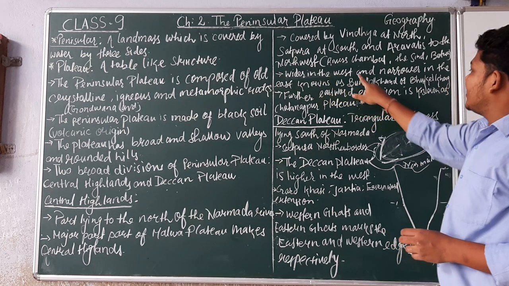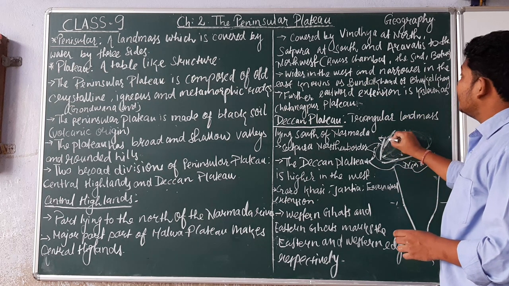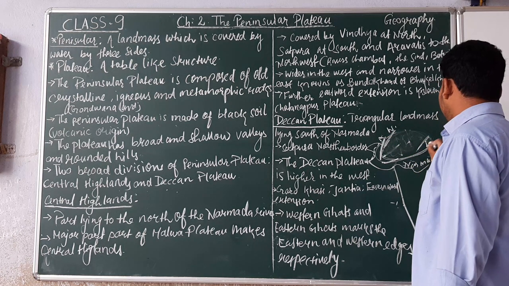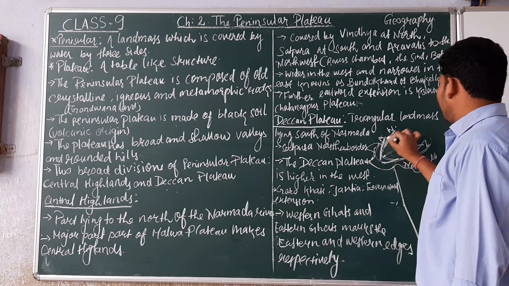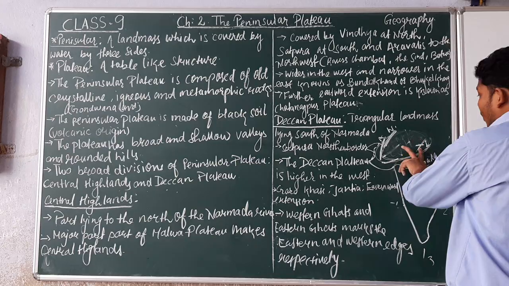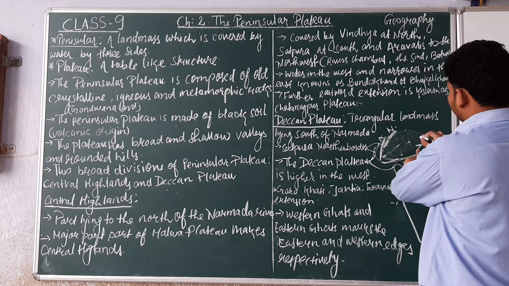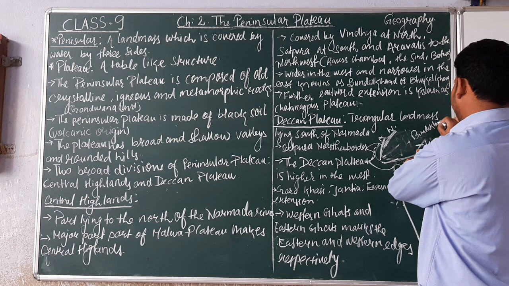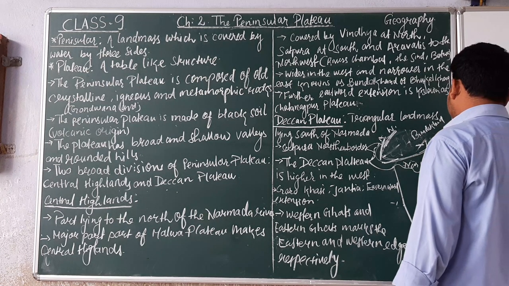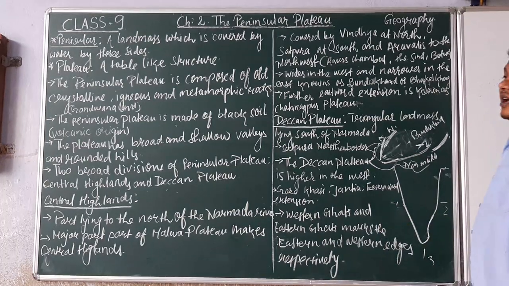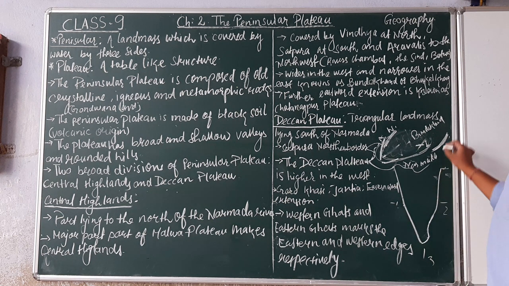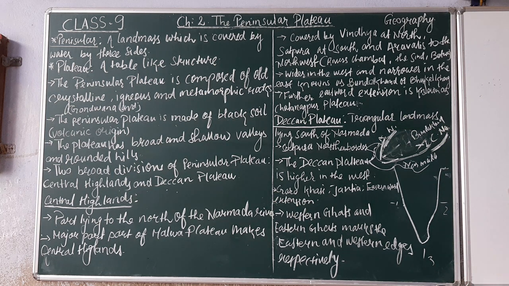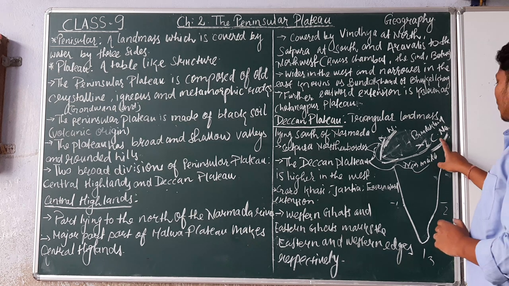Now, the plateau is wider in the west and narrower in the east. This narrower part is known as Bundelkhand. Furthermore, in the eastward extension, in the areas of Jharkhand and some parts of Odisha and West Bengal, we have the Chota Nagpur Plateau. The major part of the Chota Nagpur Plateau lies in Jharkhand and Odisha.